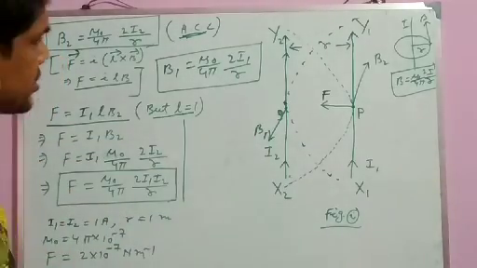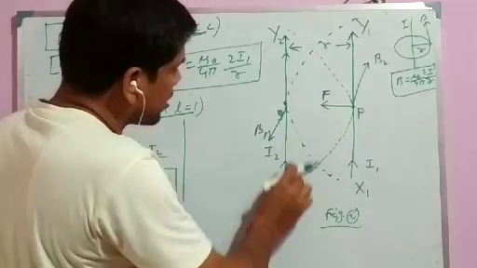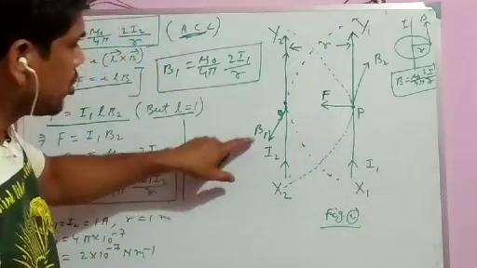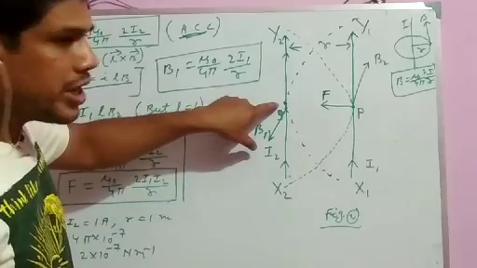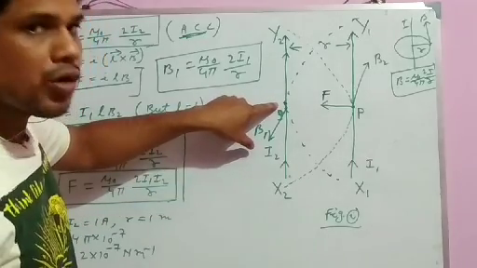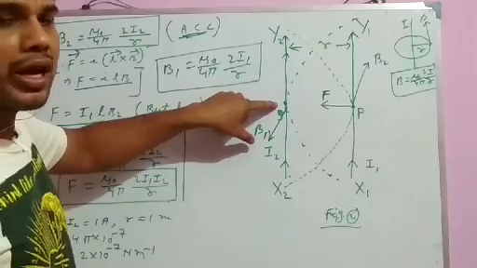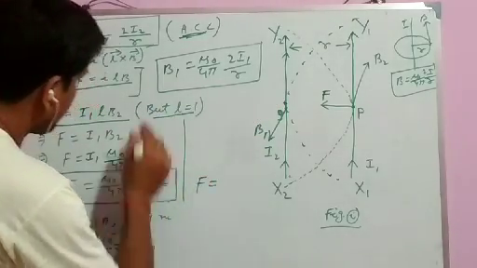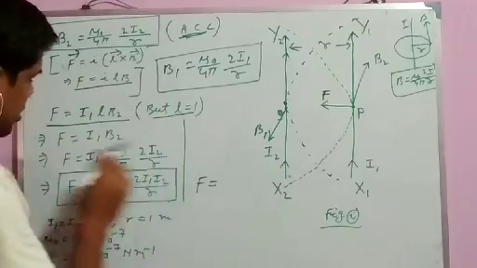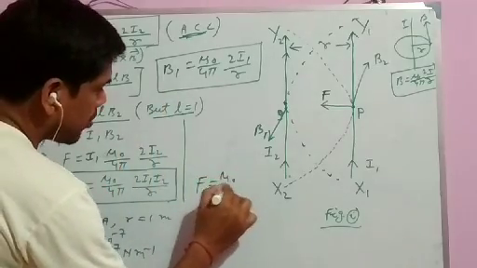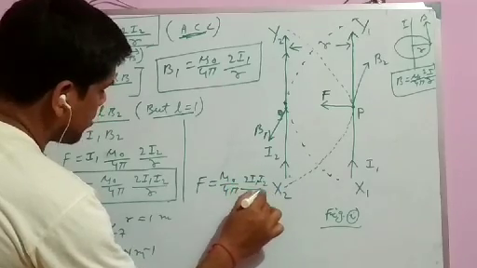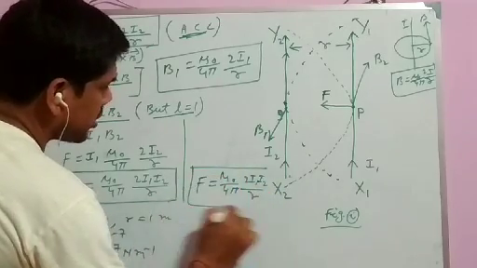Now as this conductor is carrying current and is placed inside a magnetic field whose value is B1, this current carrying conductor also experiences a force. If that force is denoted by F, then F equals mu naught by 4 pi into 2 I1 I2 by r, the same expression we got before.